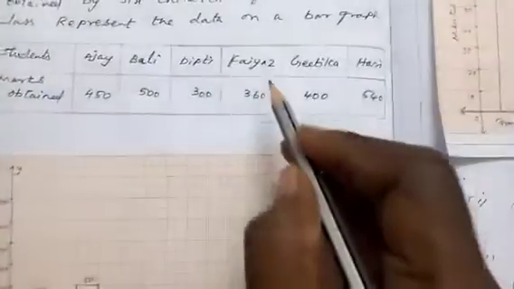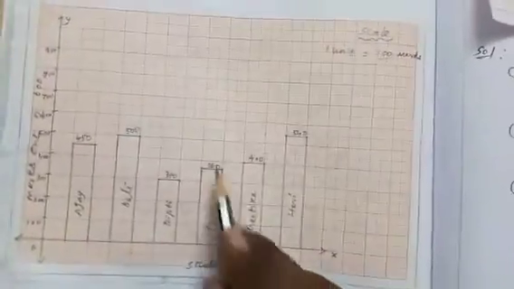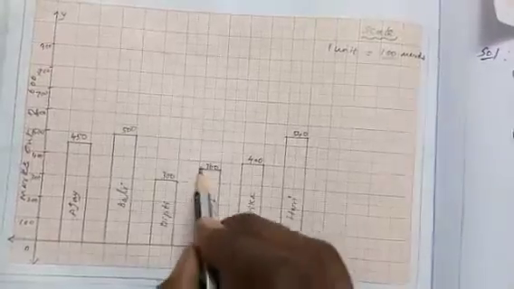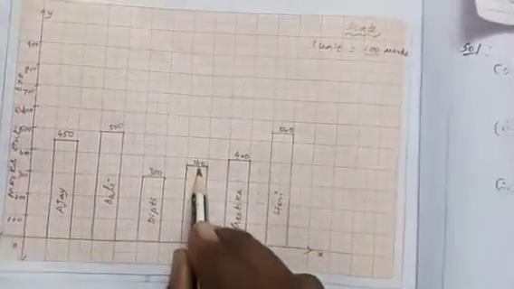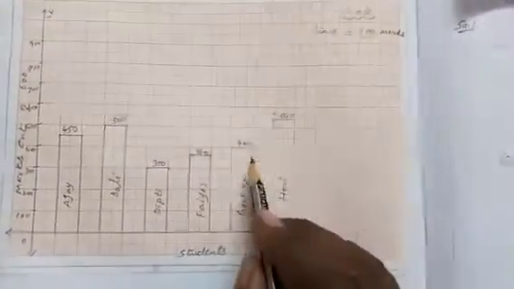Then Fayaz is 360 marks. Draw the bar. Fayaz is 360 marks: 100, 200, 300, 350, this is 360. So draw the bar, 360 is Fayaz's mark. Then Keetika's marks is 400. So draw the bar, Keetika's marks 400.